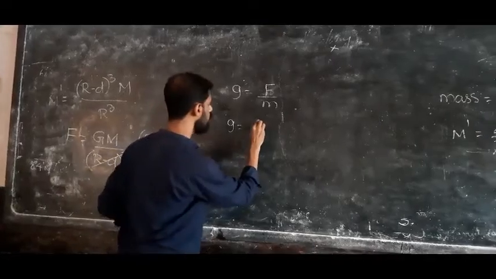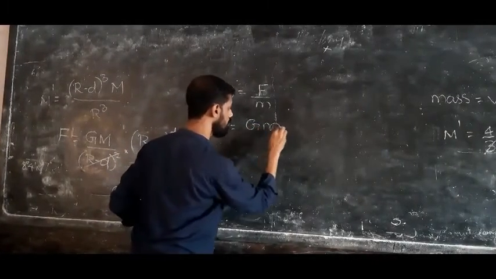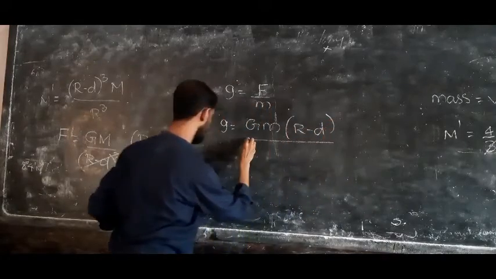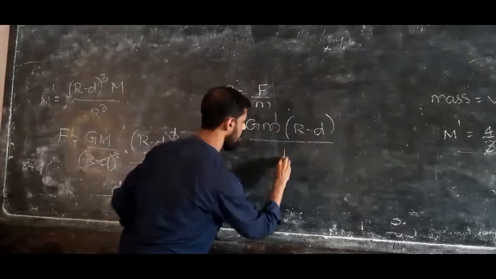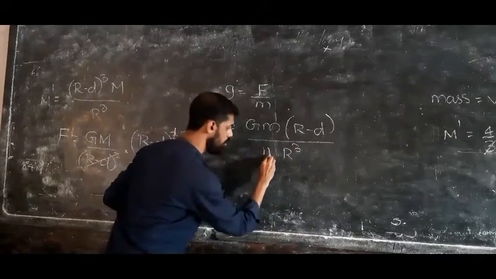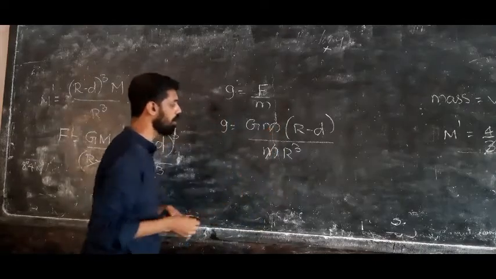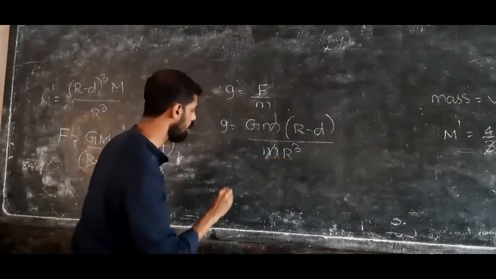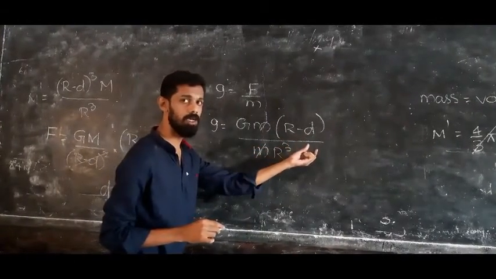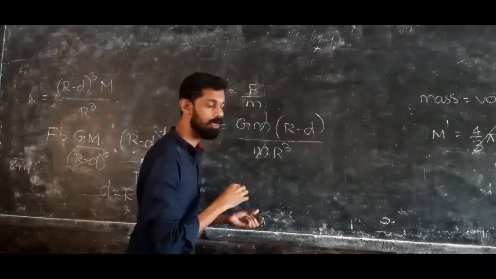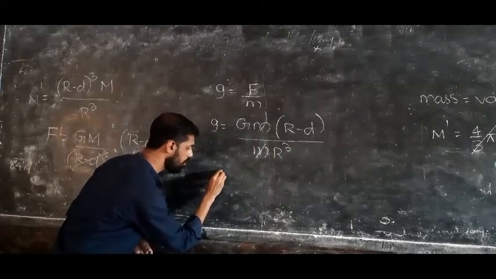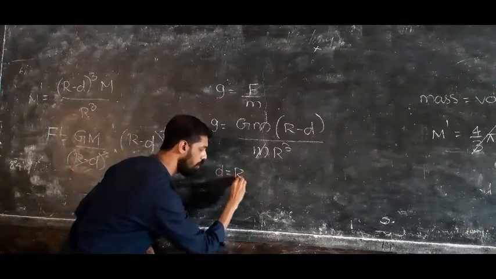So g equals G M (r minus d) divided by r cube. F by m is there, so the m's are getting cancelled. The distance d traveled by the object when it reaches the center of Earth will be equal to the radius of Earth, meaning d will be equal to r.